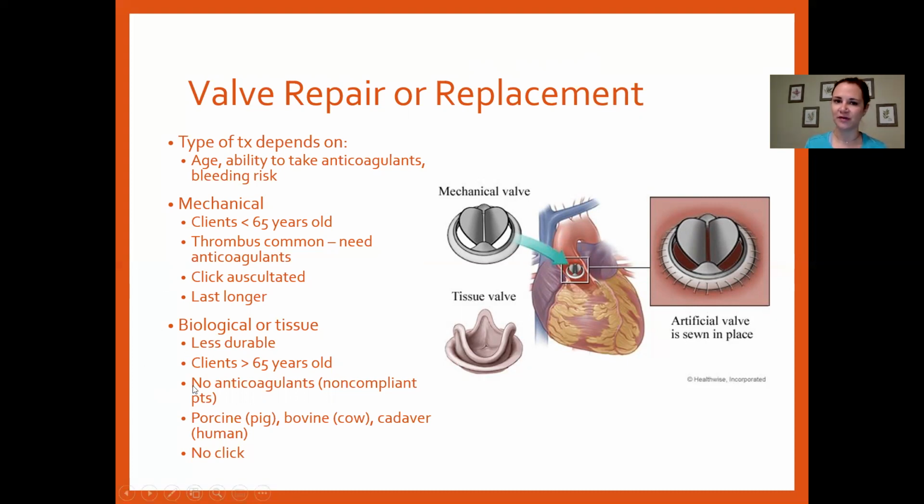Biological or tissue replacement, either with porcine or pig tissue, bovine or cow tissue, or human tissue from a cadaver. So this would be like tissue donation after cardiac death or brain death. It is a little bit less durable.